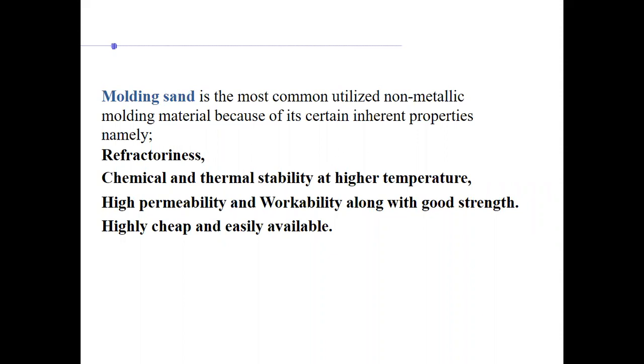Okay. So molding sand is the most common utilized non-metallic molding material because of its certain inherent properties, namely all these, right? These are the properties that we require in the sand mold casting process for the molding sand. Refractoriness, chemical and thermal stability at high temperature, high permeability and workability along with good strength, highly cheap and easily available, right? Because sand is cheap and easily available.